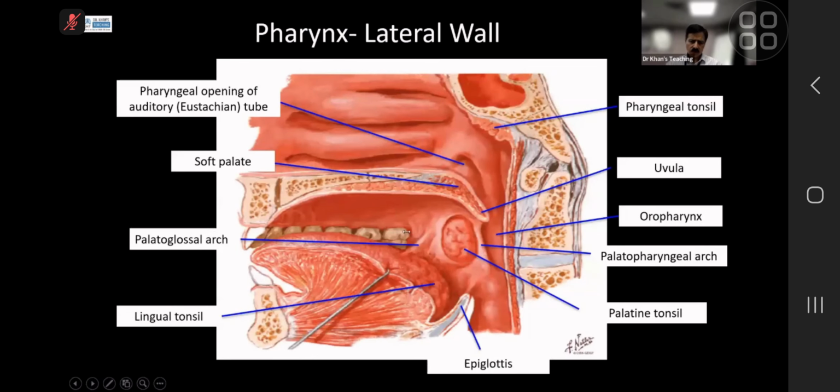Now, if you see this diagram, again, this is the oral tonsil. This is the anterior pillar. And so this portion has to be the oropharynx.